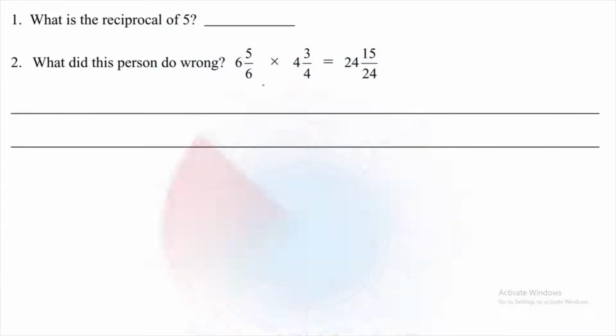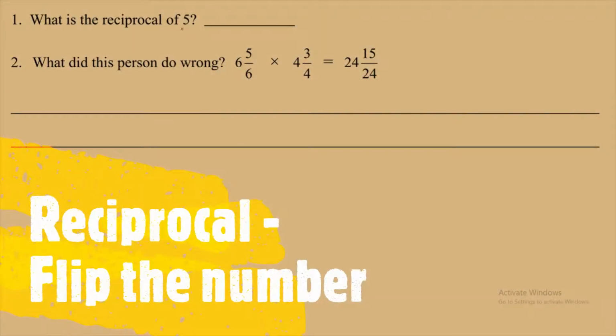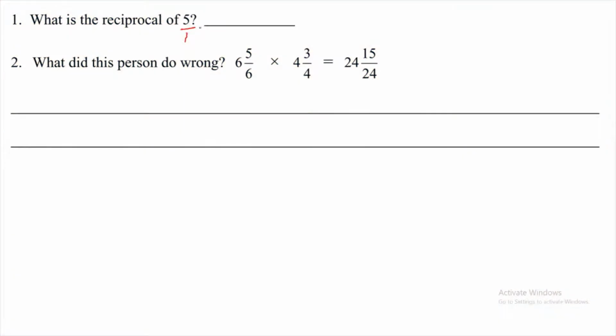All right, everybody, check it out. We're going to go over the homework. What is the reciprocal of 5? Some people didn't know, right? What does reciprocal mean? It just means to flip the number. Well, if there's nothing to flip, you wouldn't know. But remember, all whole numbers are over 1. So the reciprocal of 5 over 1 is 1 over 5.